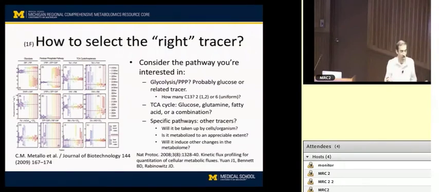Will it induce other changes in the metabolome that you're not trying to study, when you just want to be stable at sort of a metabolic steady state, albeit not an isotopic steady state? So all those are things that you take into consideration.